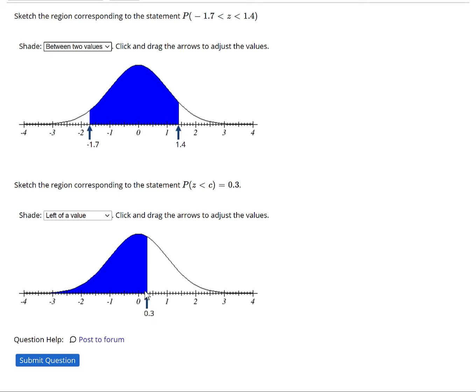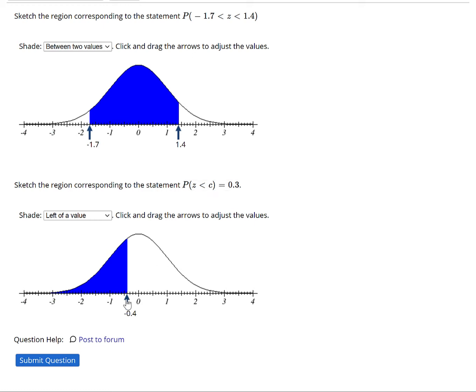So the difference here is, if you think about it, up from negative infinity up to 0, that's 50% of the distribution's area. So the z-score has to be somewhere below 0 in order to make 30% of the area, because 30% is less than 50%. So what we have to do is figure out what value corresponds with an area of 0.3 and then adjust to that particular z-score.